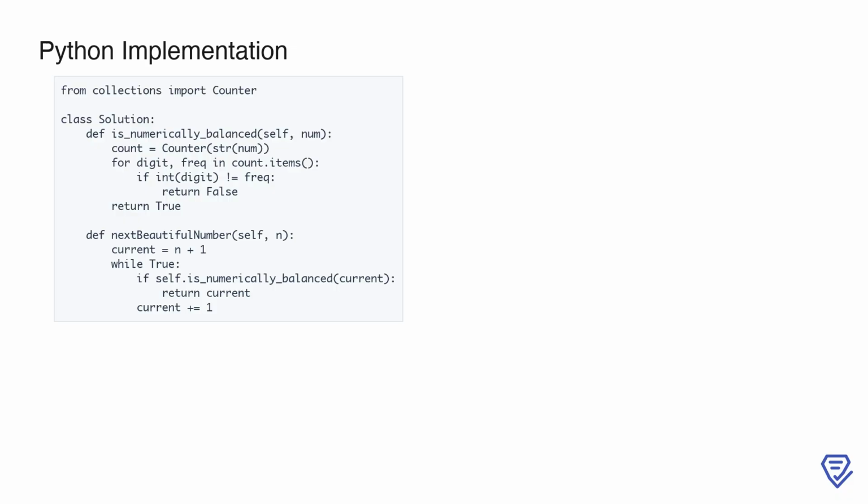The main function, nextBeautifulNumber, starts with the number just greater than the input n, i.e., n+1. It then enters a loop, incrementing the current number by 1 in each iteration. For every number, it checks if the number is numerically balanced using the helper function. As soon as it finds a balanced number, it returns that number and exits the loop.